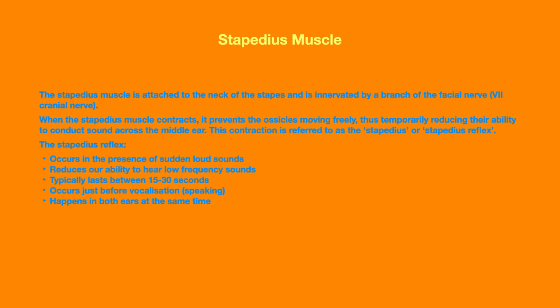The stapedius reflex occurs just before vocalization or speaking, and it happens in both ears at the same time. It is thought to protect the inner ear from damage due to loud sounds. However, the reflex is short-lived, so will only protect us from impact noises. There is some evidence that it helps us to cope with noisy environments, as background noise is often made up of low-frequency sounds. The stapedius reflex also helps prevent us hearing our own voice too loudly when we speak. It mainly reduces our ability to hear the low-frequency components of our own speech.